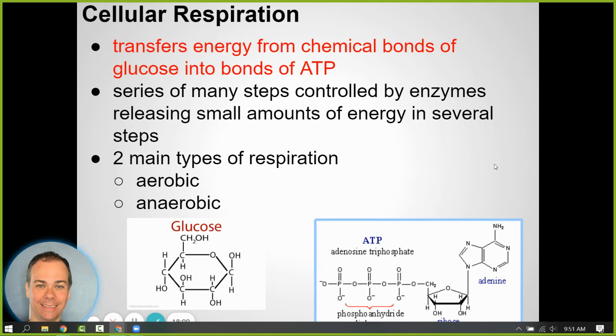So cellular respiration is the word for when we take a molecule of glucose and transform that energy, capture that energy in the form of ATP. So glucose is used to charge up that ATP molecule. And it happens through a series of steps. It's a chemical reaction, like photosynthesis is a chemical reaction. And the energy from glucose is captured.